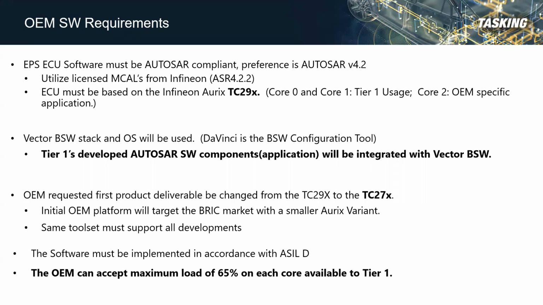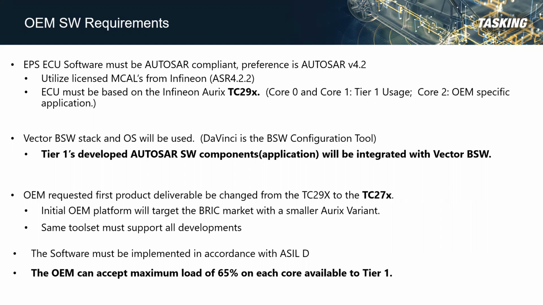Okay, the customer requirement was already mentioned in the first part of our webinar. We have a Tier 1 who is developing a safety-critical EPS ECU, and they are making use of an AURIX TC29X microcontroller. They are in the beta phase. In order to win the project, the OEM has given a clear specification that core 0 and core 1 will be used by the Tier 1, and core 2 will be used by the OEM for developing their ADAS application.